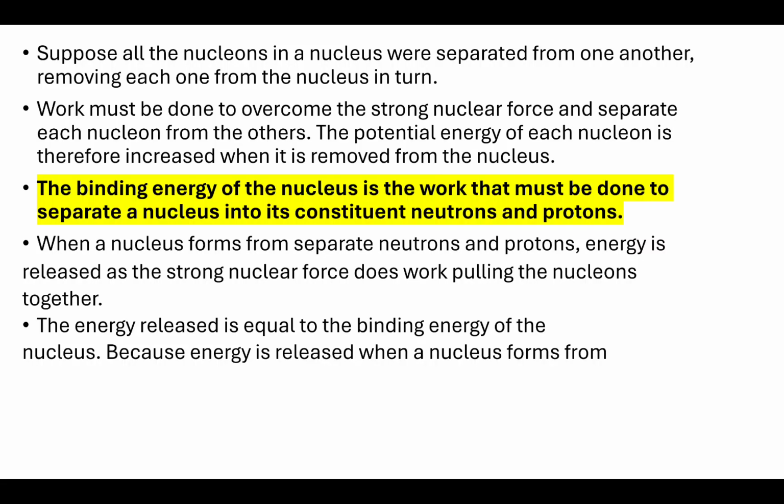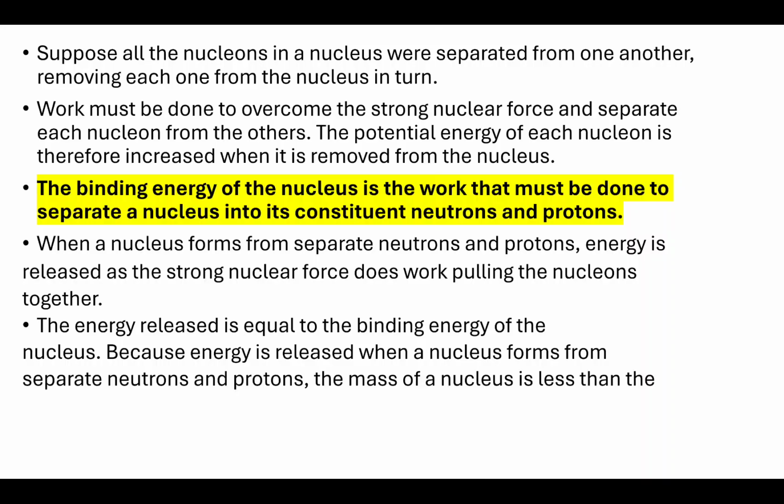So the energy release is equal to the binding energy of the nucleus, because energy is released when a nucleus forms from separate neutrons and protons. And the mass of the nucleus is less than the mass of the separated nucleons. So take helium, for example. Standard helium is 2 protons, 2 neutrons. If you measured the mass of 2 protons and 2 neutrons all individually, and then measured the mass of a helium nucleus, they'd be slightly different. And that difference in mass is called the mass defect. And that mass defect is where the energy comes from.